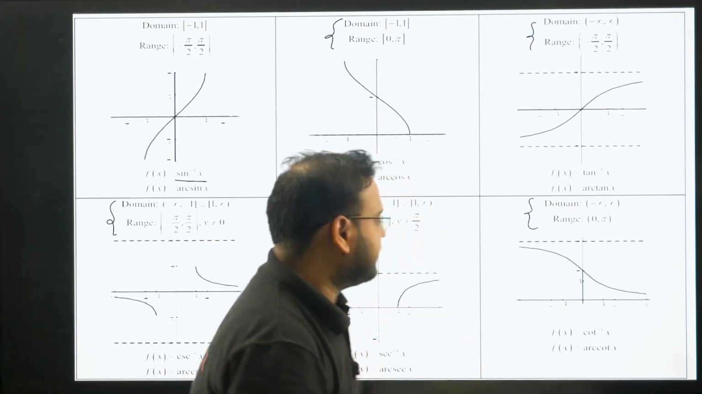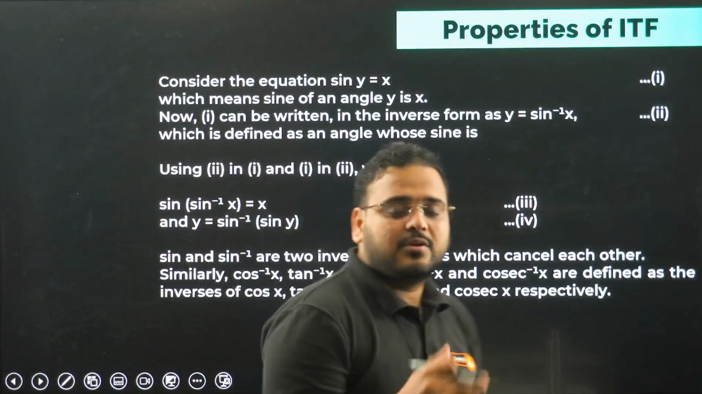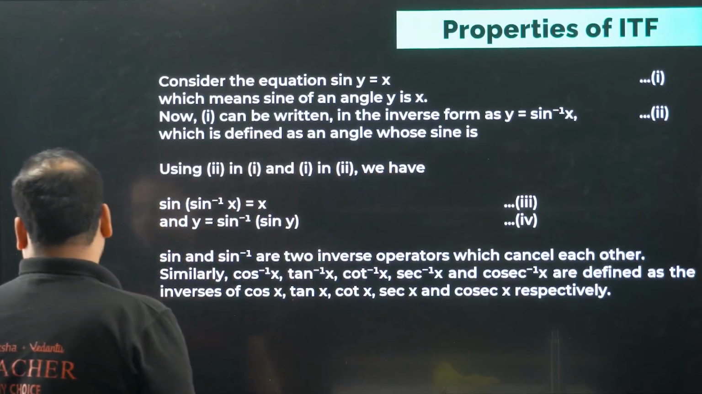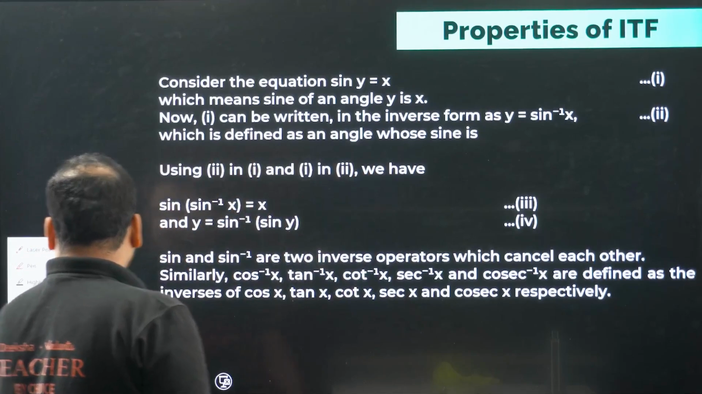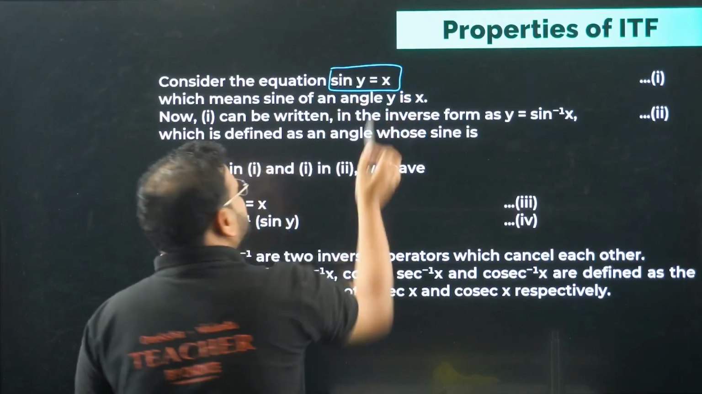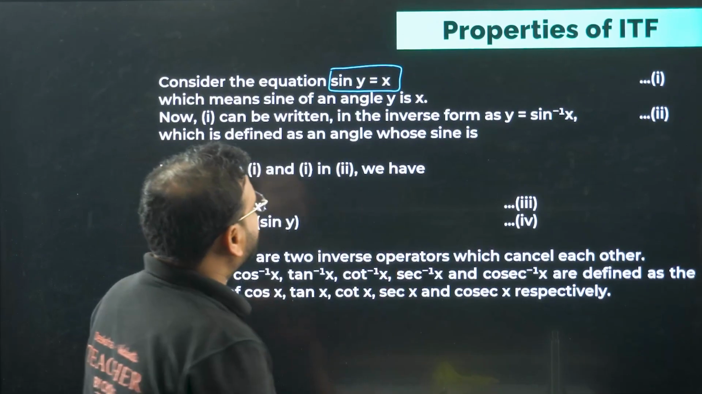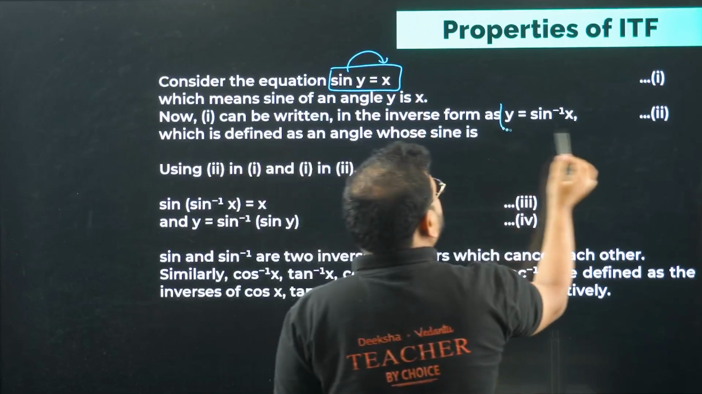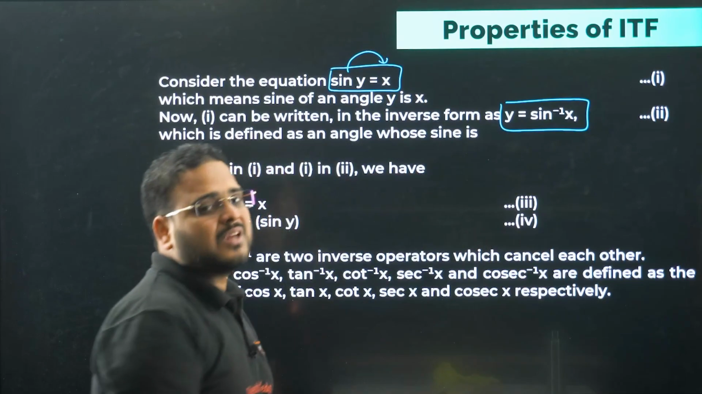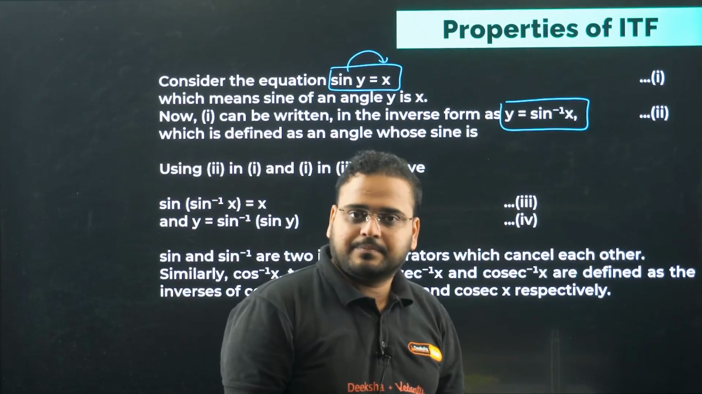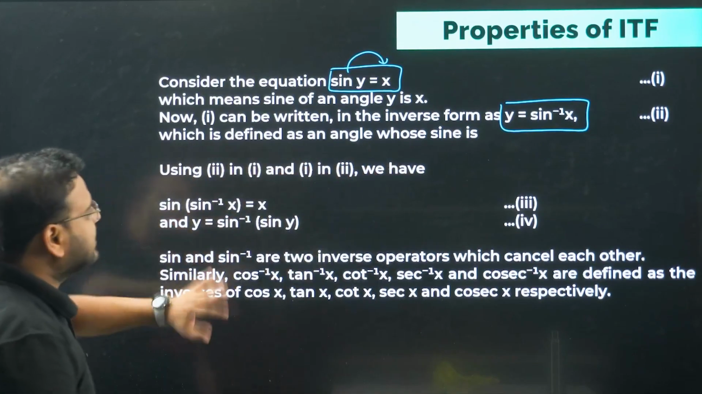Works? Moving on. So next, the session today talks about the properties of ITF, right? So let's have a quick look. So what is there, sir? So we write the function, remember, like this: sine y equals x. The same thing can be written in the form of sine inverse. I take sine inverse over here, I get y equals sine inverse of x. So I have two equations now. Either write x as sine y or write y as sine inverse of x. Make sense? Okay.